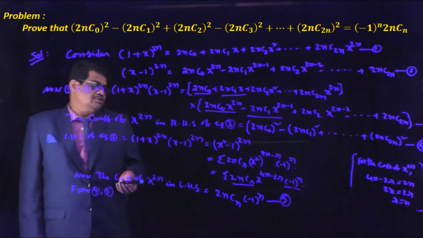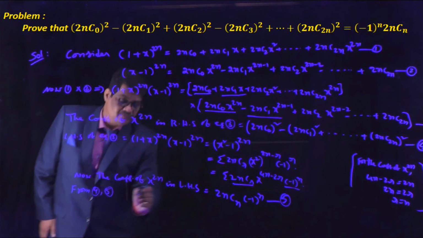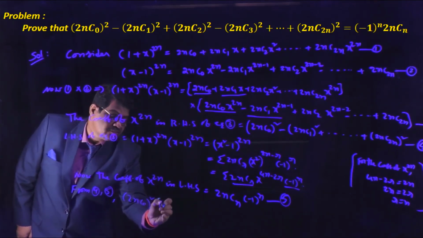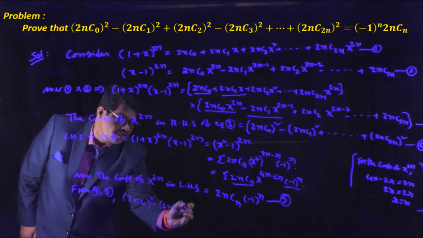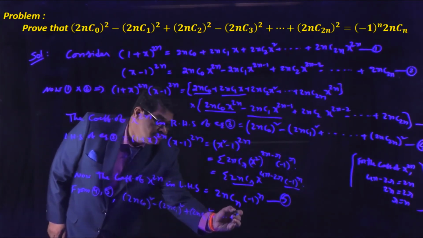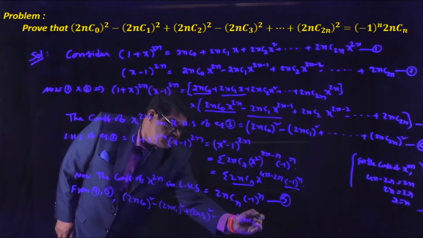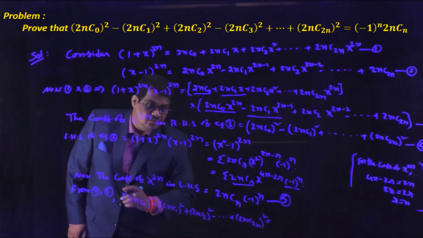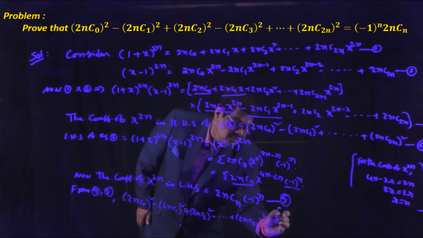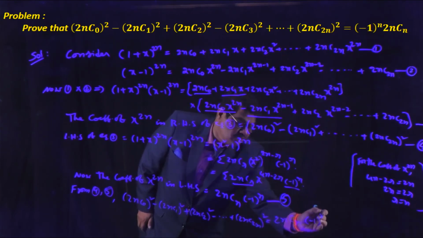Equation 4 is (2nC0) whole square minus (2nC1) whole square plus (2nC2) whole square, and so on, up to (2nC2n) whole square, is equal to what we have in equation 5, that is 2nCn times (minus 1) to the power of n.